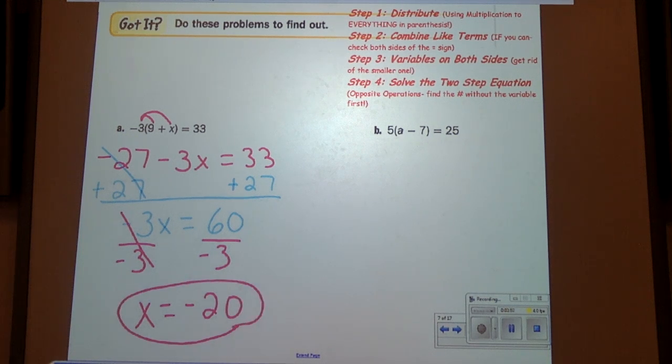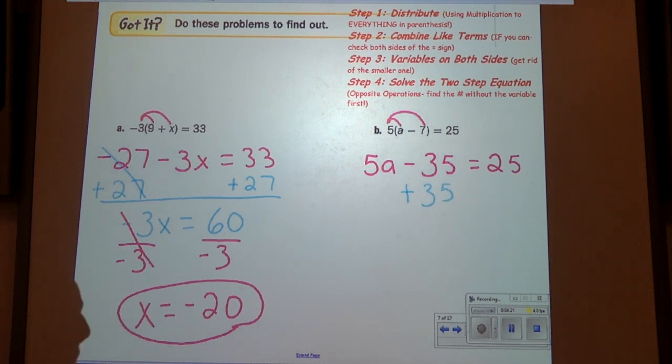Okay, now example B. Step 1, distribute. We're going to distribute the 5 to the a and to the 7. So we have 5 times a is 5a minus 5 times 7 is 35 equals 25. Again, step 2, no like terms. Step 3, no variables on both sides. So step 4, solve the two-step equation. We're going to add 35 to both sides to get 5a by itself.